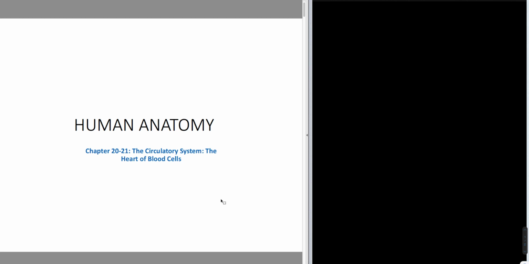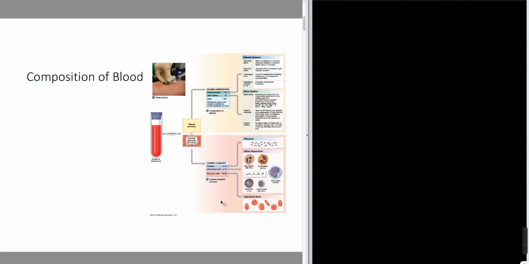All right, this is chapters 20 and 21. We'll be looking at the blood and the heart. So blood is the last connective tissue we're going to discuss. This is fluid connective tissue, and all the components of this tissue are suspended in fluid.